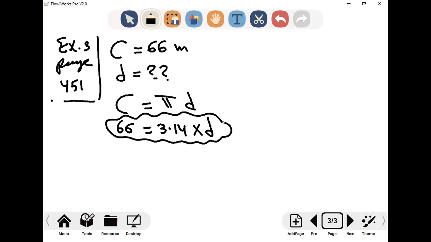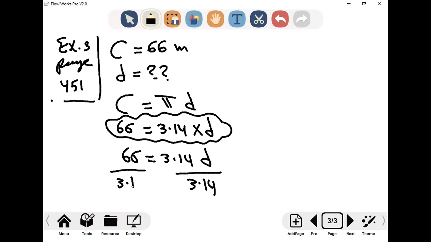Multiplication equation. Excellent, boys. Remember, when we have a multiplication equation, what do we do? We divide both sides by the coefficient. So 66 equals 3.14 multiplied by D, 3.14D. No need to put the multiplication sign between a number and a variable, right? Now I will divide both sides by what? 3.14, and here 3.14 is done. D equals, divide this. I'll use my calculator.